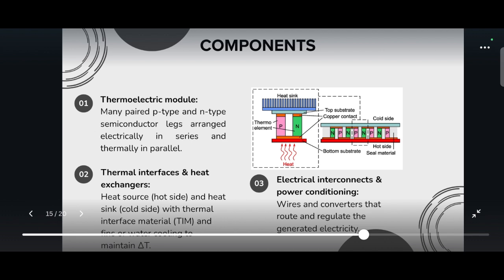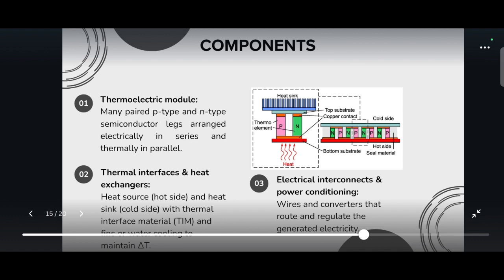Components: thermoelectric module. Many paired p-type and n-type semiconductor legs are arranged electrically in series and thermally in parallel. These little legs, the p-type and the n-type blocks, are where the magic happens. Each pair makes a tiny amount of electricity, but when you connect many pairs together, the voltage adds up.